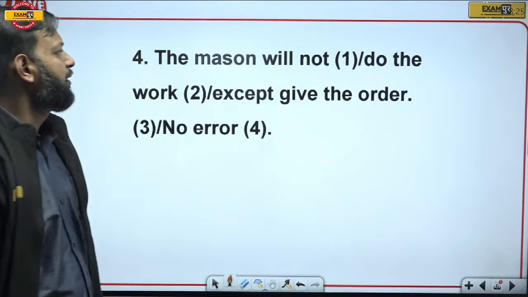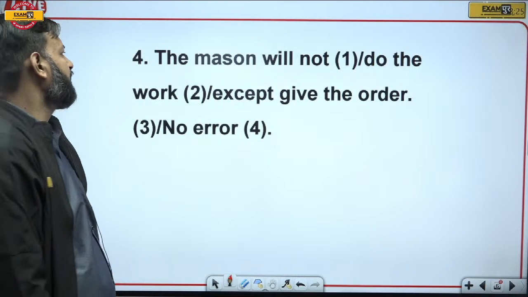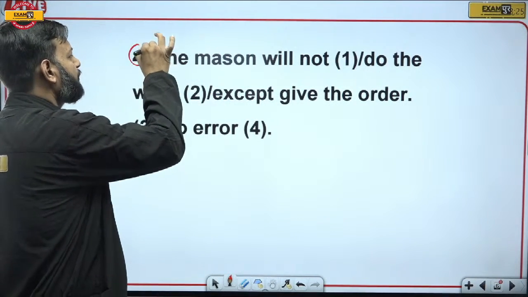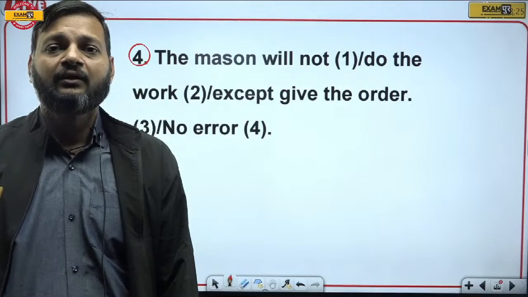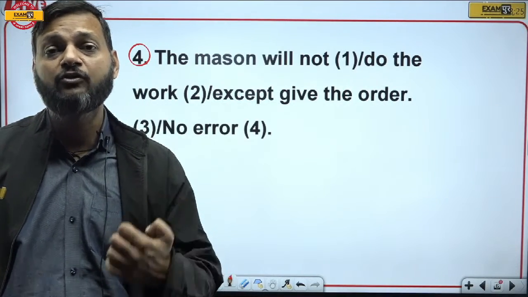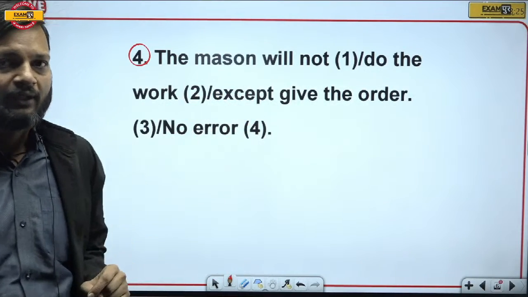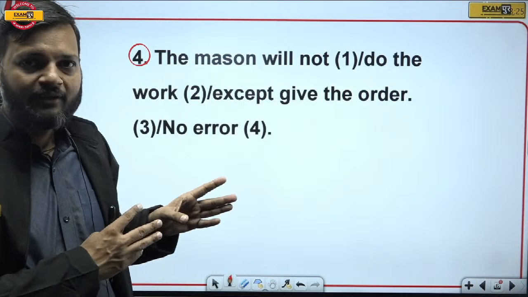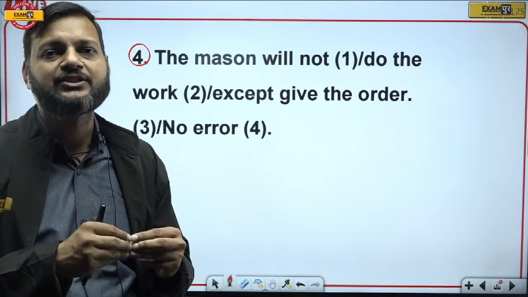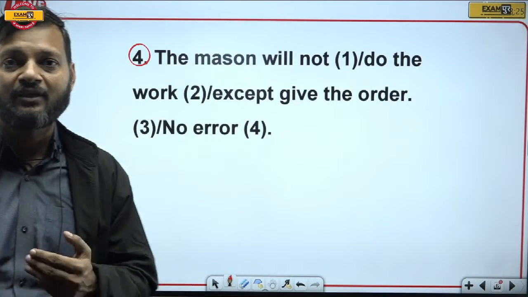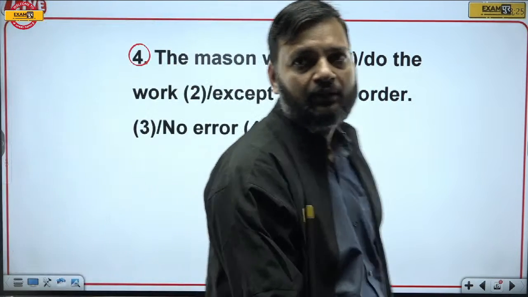The next one: the mason will not do the work except give the order. Now, this is a very good question, and not just students, many teachers will also get confused in this question. This is a wonderful question. This is the standard that only those who study English as a serious thing can answer this question. Please try to answer this question.